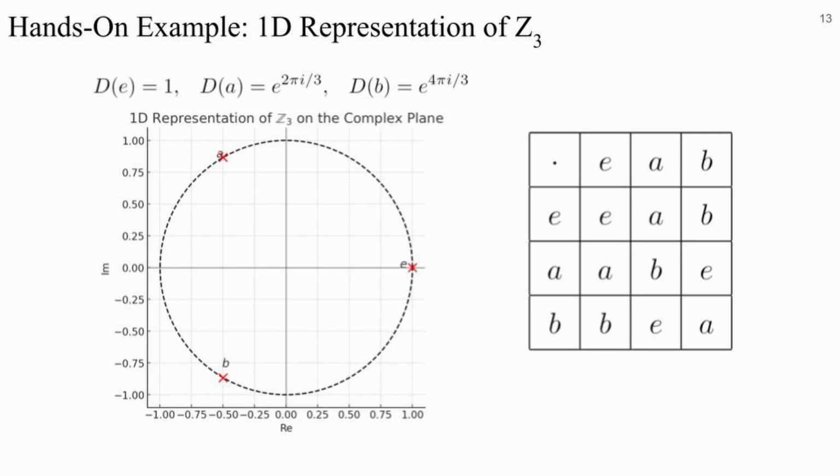Another way of thinking about this is that the representation of the identity is a 0-degree rotation, the representation of A is a 120-degree rotation, and the representation of B is a 240-degree rotation.